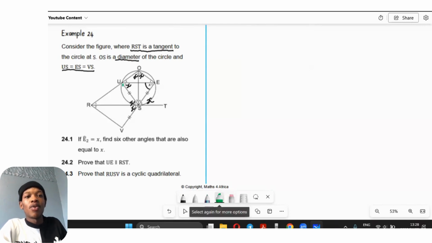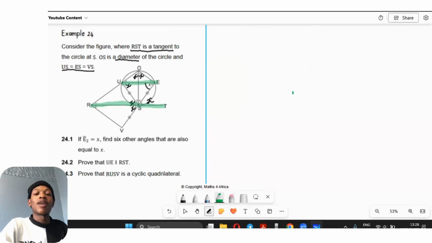Where is it? Let me go and highlight. Here is EU. There is RST. You're supposed to prove that these lines are parallel. How do you prove that lines are parallel? You should prove by alternating angles being equal, corresponding angles being equal, co-interior angles being supplementary.